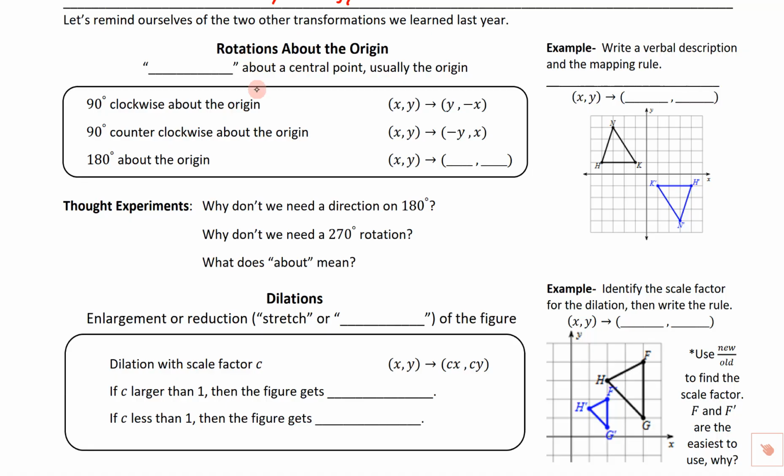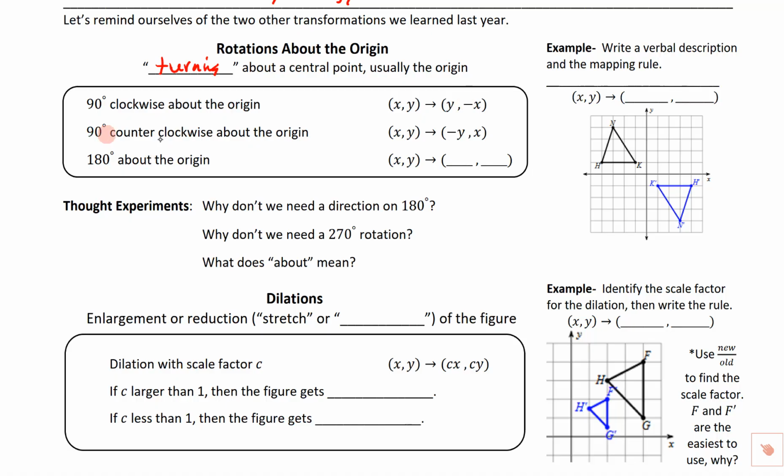So when we talk about a rotation, what we're talking about is turning around a central point. Usually the origin, that's usually the point around which we turn. So we've got a 90 degrees clockwise rotation about the origin. So we take the x and y and we switch them and we change the x coordinate to the opposite of what it was. We multiply by a -1.